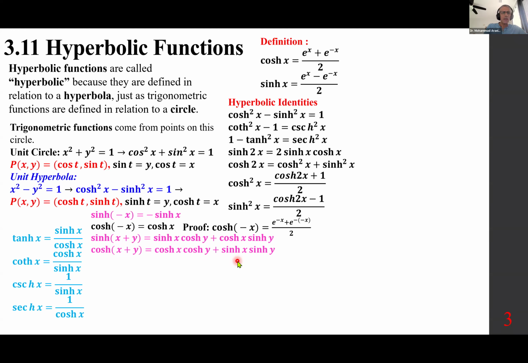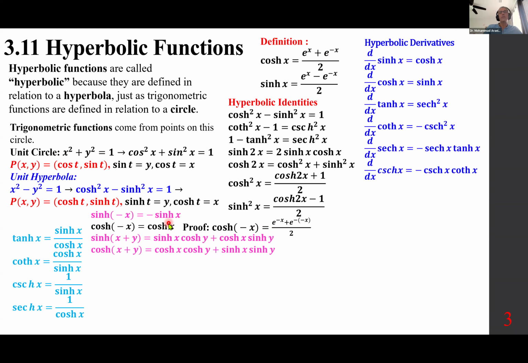Now, for example, if you want to prove this one, just look at this one. Cosh of minus x. Over here, replace the x with minus x. So you get e to the power minus x, e to the power minus minus x. This one is the same as e to the power of x. And I hope you see that this becomes identical to this one. That's why cosh minus x equals cosh x, and that's an even function.